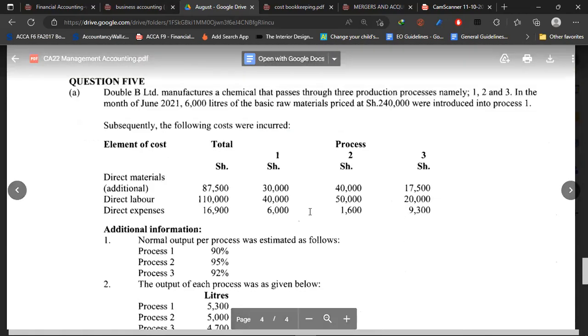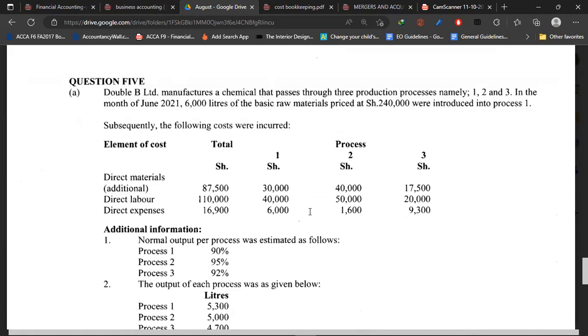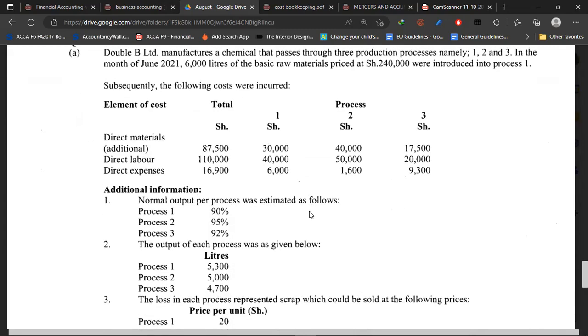The question reads that Double B Limited manufactures a chemical that passes through three production processes, namely process 1, 2, and 3. In the month of June 2021, 6,000 liters of the basic raw materials priced at 240,000 shillings were introduced in process one. Subsequently, the following costs were incurred. So you see, the examiner has given you the cumulative totals for the three processes, but he has already apportioned how much is for process one, 2 and 3.